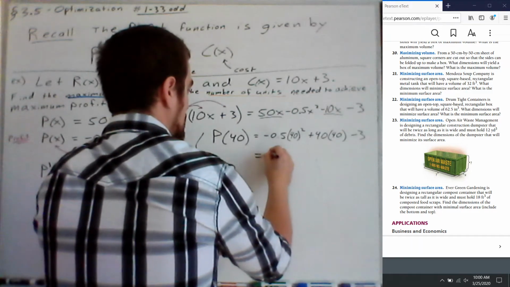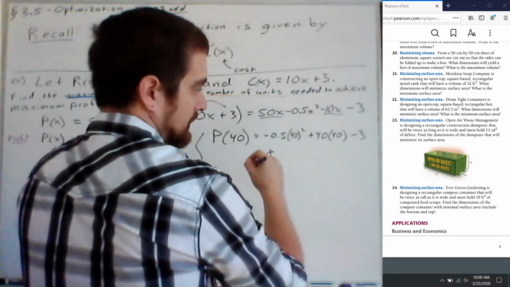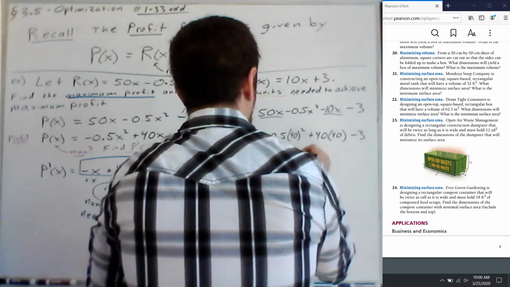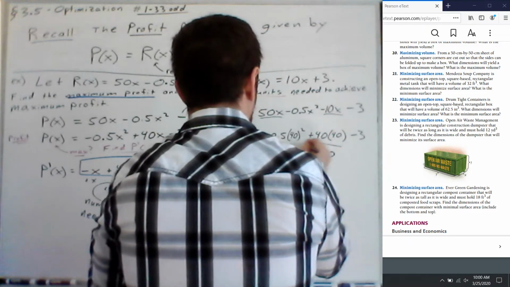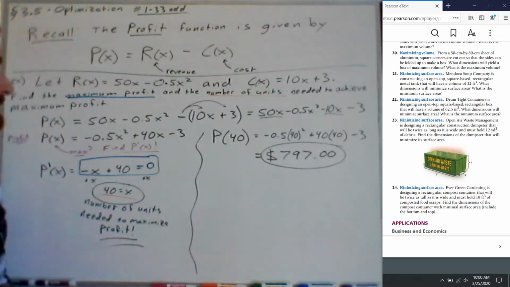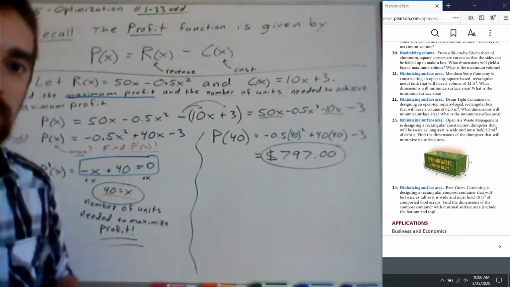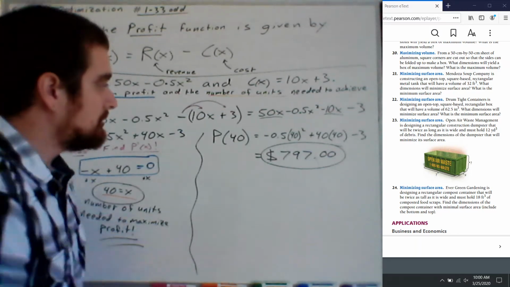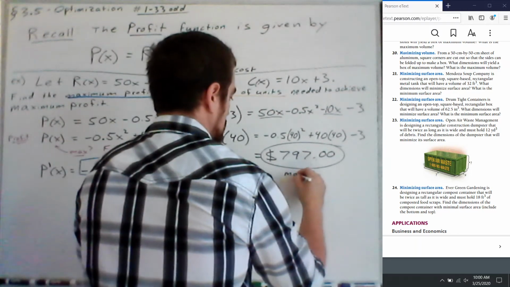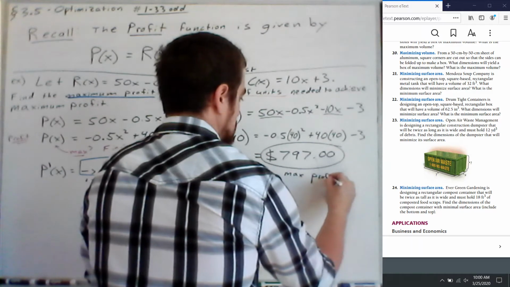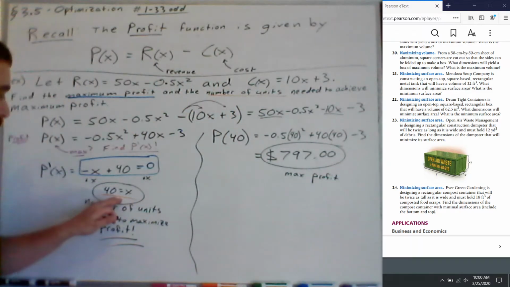And just to save time, I went ahead and did this in the calculator, and I got $797. So now we have figured out that our maximum profit is 797 when we produce 40 units.